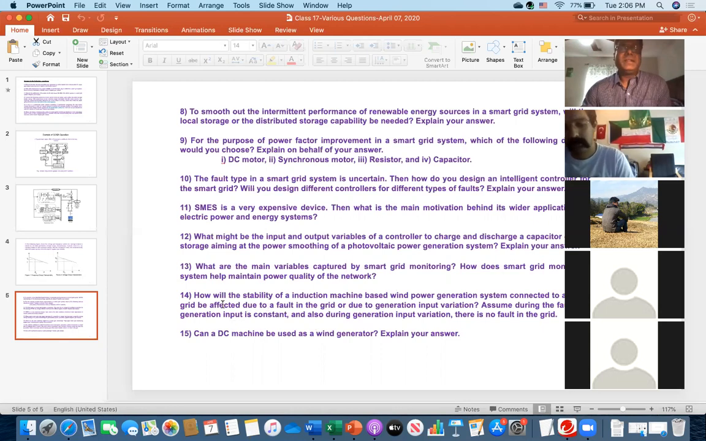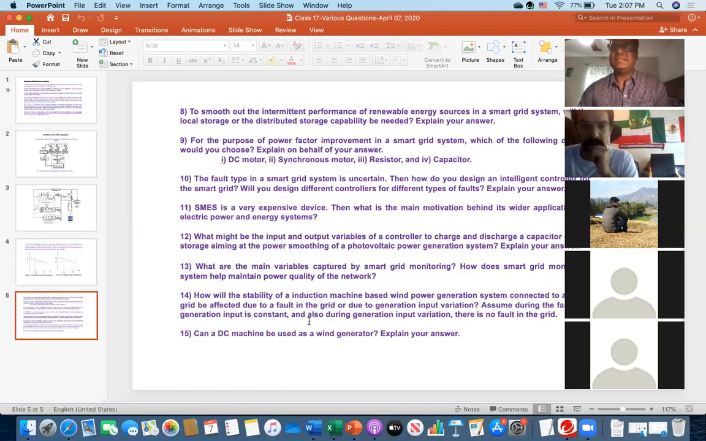Okay. Now the number 14, everybody read. How will the stability of an induction machine-based wind generation system connected to a smart grid be affected due to a fault in the grid or due to generation input variation? Assume during the fault, power generation input is constant, and also during generation input variation, there is no fault in the grid. You see, it's a complicated question, so everybody understand fast.